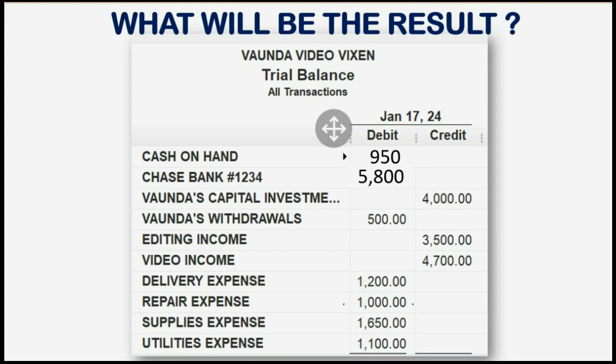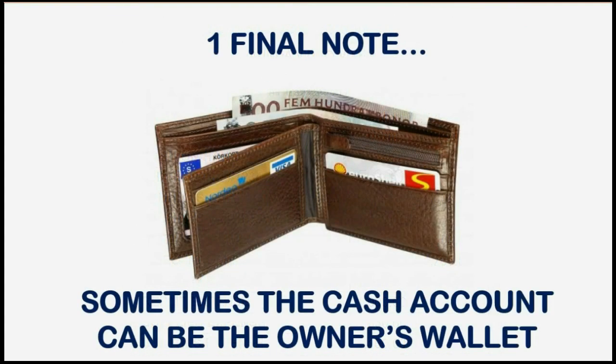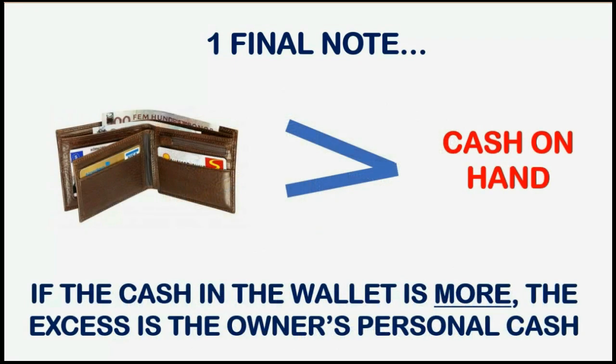Now I'd like to leave you with one final note regarding dealing with cash on hand. Sometimes in small companies with just one owner, the cash on hand can simply be the cash that the owner has in their wallet. And if the cash in the wallet is more than the balance that's indicated in QuickBooks for the cash on hand, then clearly the excess cash that's in the wallet belongs to the owner and is the owner's personal non-business cash.